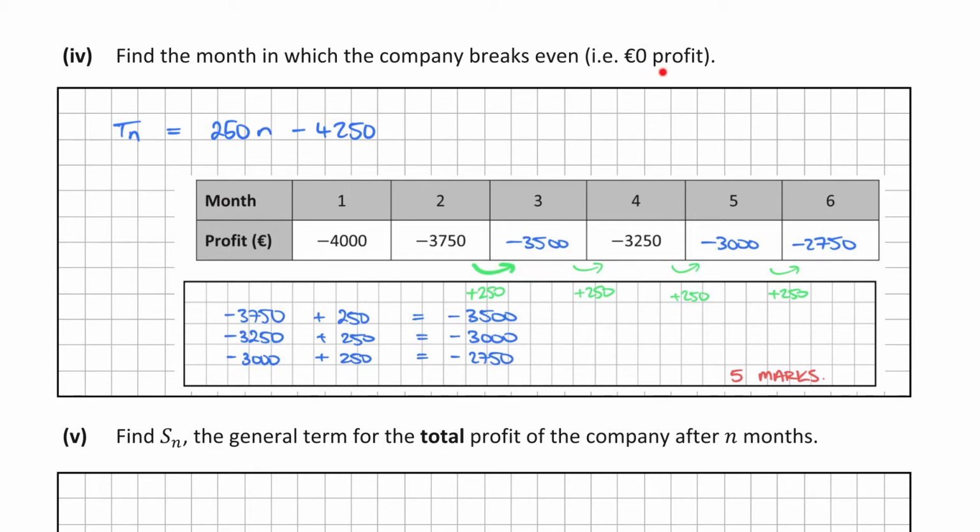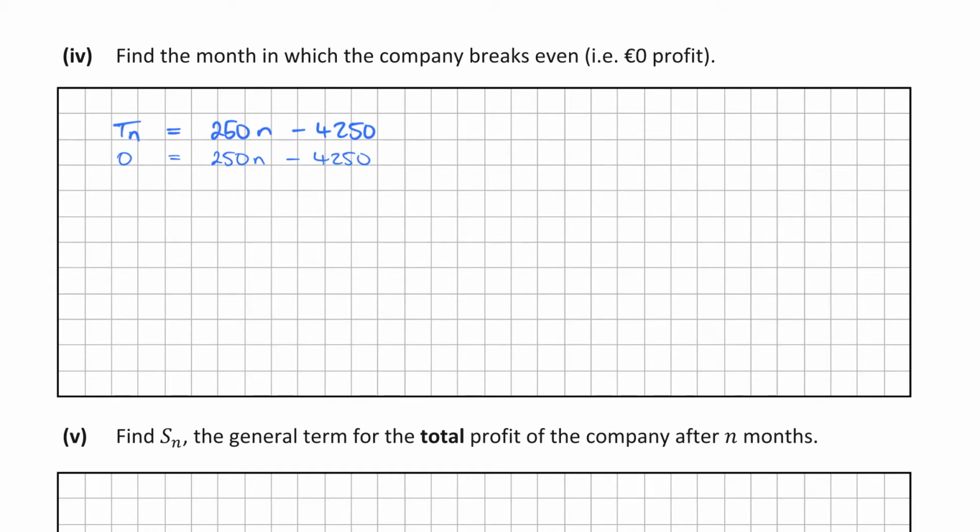So to get an outcome of 0, what I'm going to do is put in my outcome and try to find my number. So my outcome is going to be equal to 0, which is equal to 250n minus 4,250. Okay? And you can see now that we've got an equation. So we formed an equation and the only unknown is n. So I need to get a value for n.